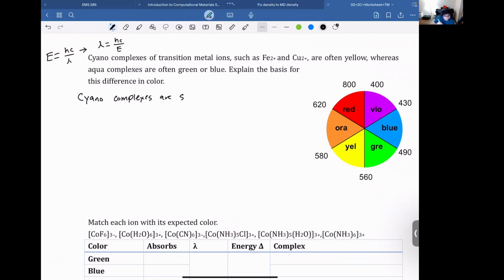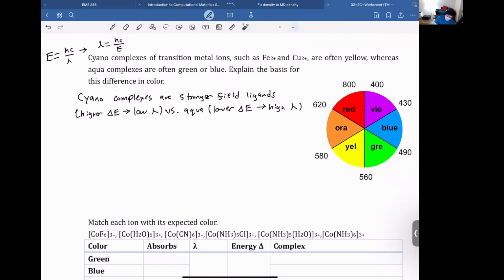So we used this one before, but cyano complexes are stronger field ligands, or they have a higher gap in energy, which means they absorb at a lower wavelength. And aqua complexes have a lower gap in energy, or a higher wavelength, right?